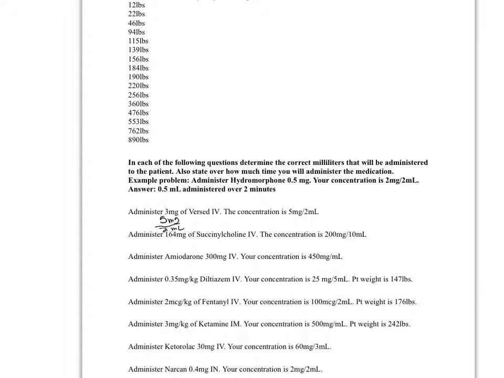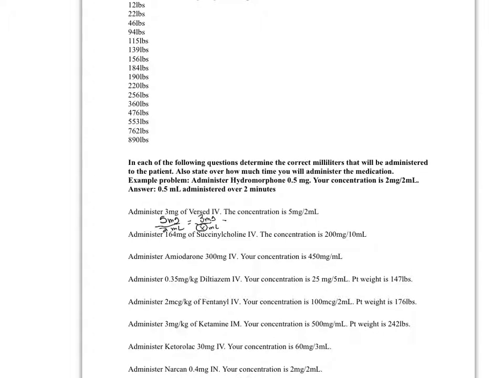Then I'm going to look at what it is that I want. And what I want is to get 3 milligrams. I haven't yet figured out the mLs, so I'm just going to put X mLs. So X is what I want. That's what I'm trying to figure out: how many milliliters to administer to this patient. So to get there, I am going to cross multiply and divide. Well, I'm going from milligrams to milliliters, so I'm going to take 3 times 2 and then divide it by 5.